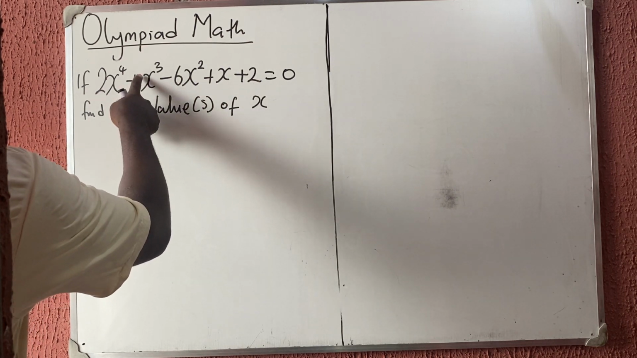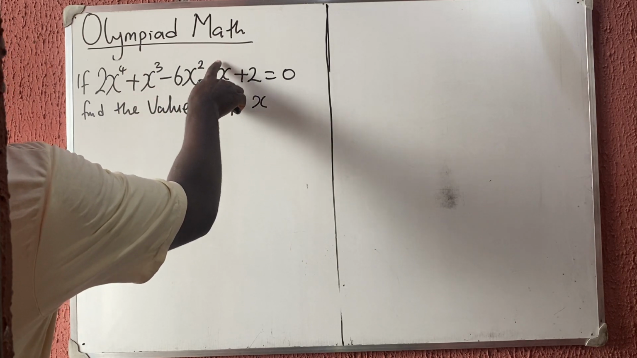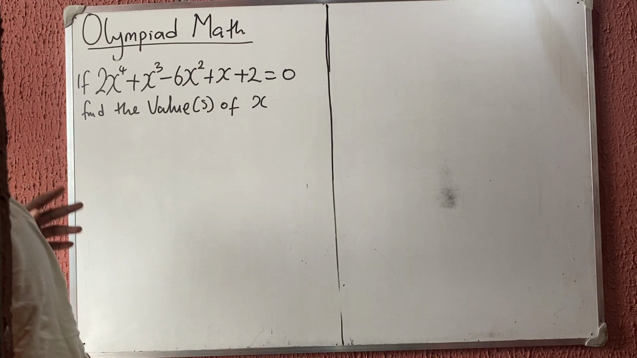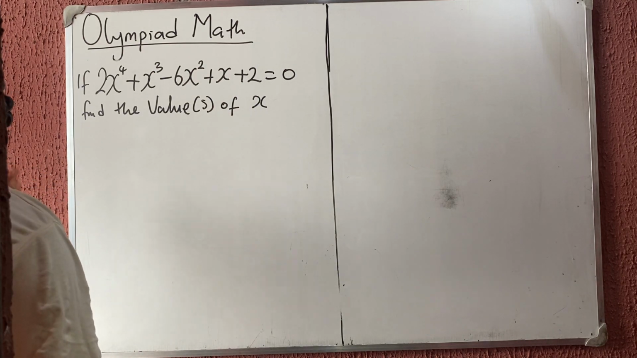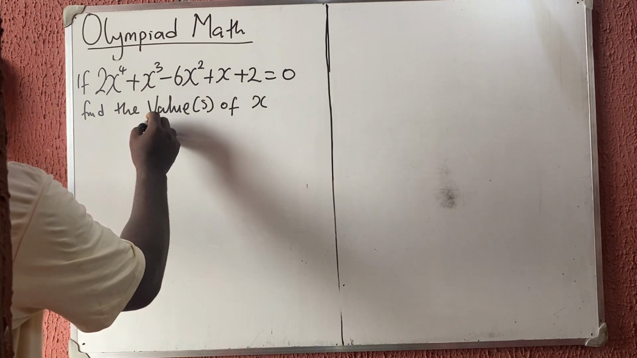Then the second to the highest is what? The coefficient is 1 and the second to the least, the coefficient is 1. Whenever these two things tally like this, then you should know that this equation is reducible to a quadratic equation. All right. So the first thing to do is to reduce this equation into a quadratic equation. Let me show you what to do.